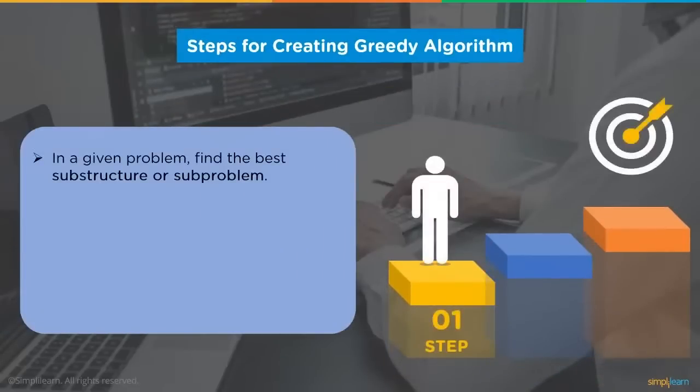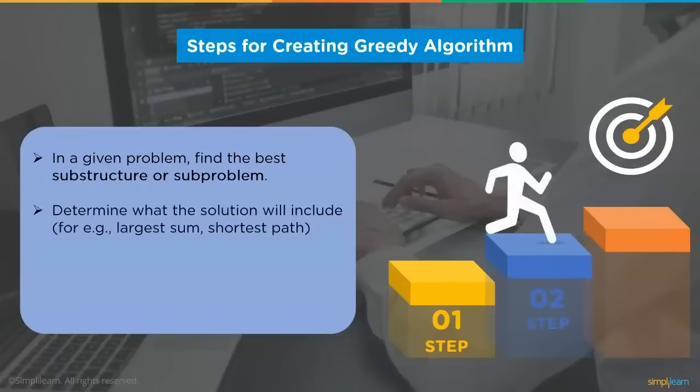Finding the substructure or subproblem that can lead us to the final answer is the first step in building a greedy algorithm. Because in this algorithm, we are just trying to operate with local optima to reach the global optimum solution. The second step is about determining the type of solution the given problem can result into. That can be either the largest sum or minimum path.